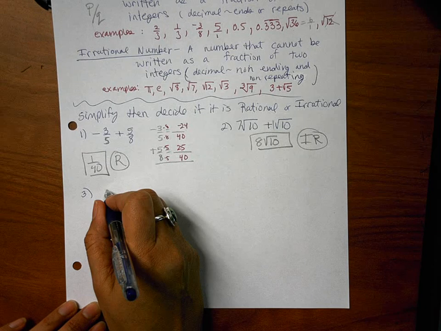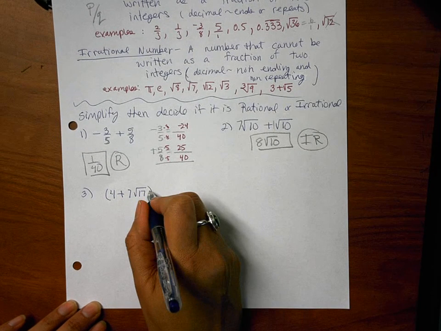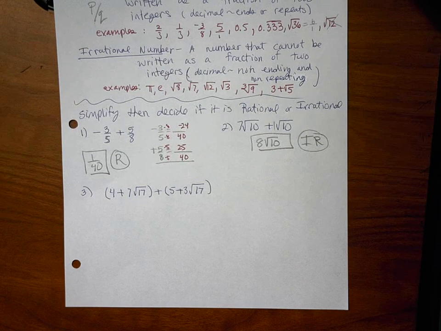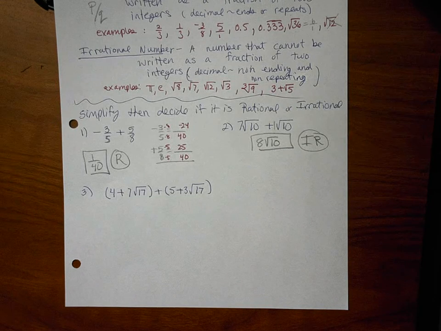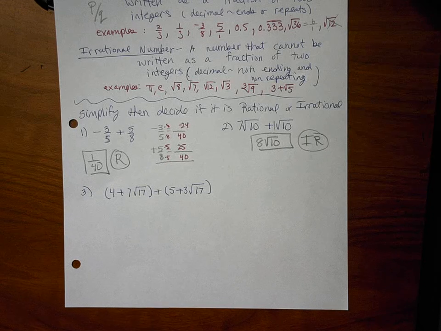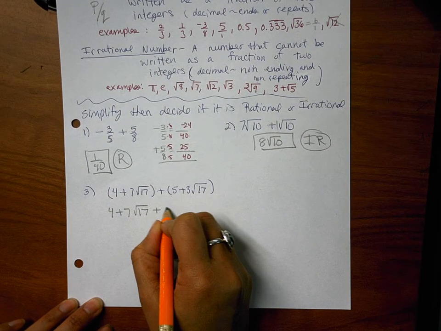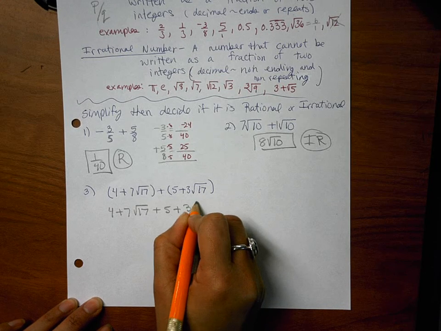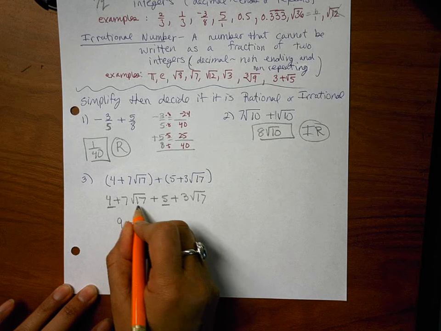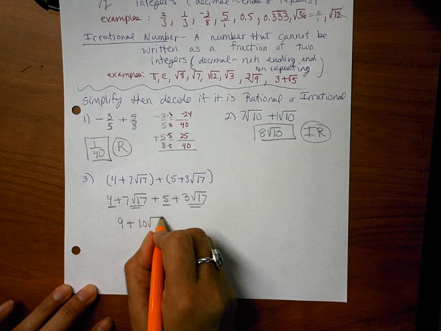Okay, next one. Parentheses 4 plus 7√17, close parentheses, plus parentheses 5 plus 3√17, close parentheses. And we've talked about these before, where if there's nothing to distribute, you drop the parentheses. So this gives me 4 plus 7√17 plus 5 plus 3√17, and we combine like terms. 5 plus 4 is 9, plus 7√17 plus 3√17 is 10√17.